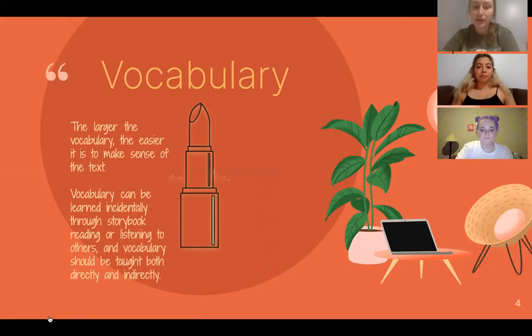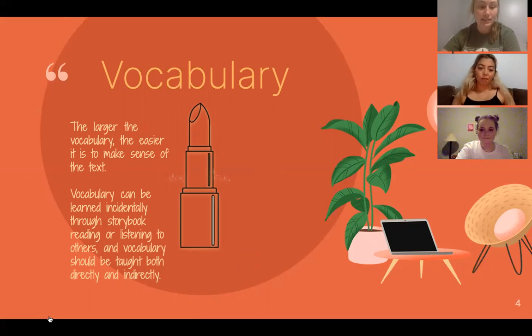For vocabulary, we represented it with lipstick because you speak vocabulary. So lipstick, which would go in your purse, goes on your lips. So the larger the vocabulary, the easier it is to make sense of the text.